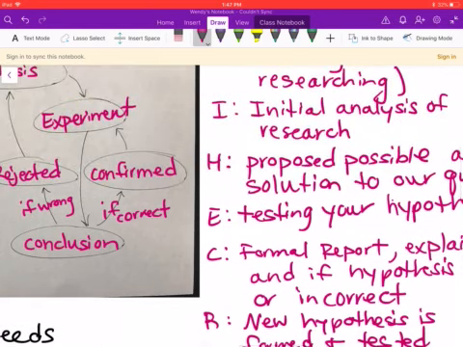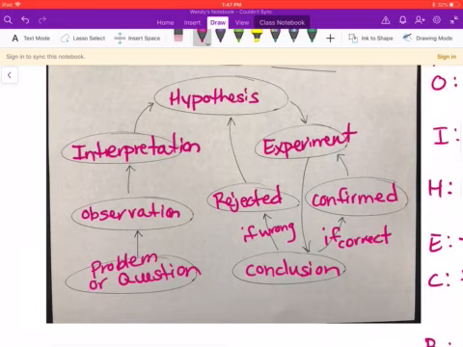A scientist can spend years and years on a single problem or question. This is an ongoing process.